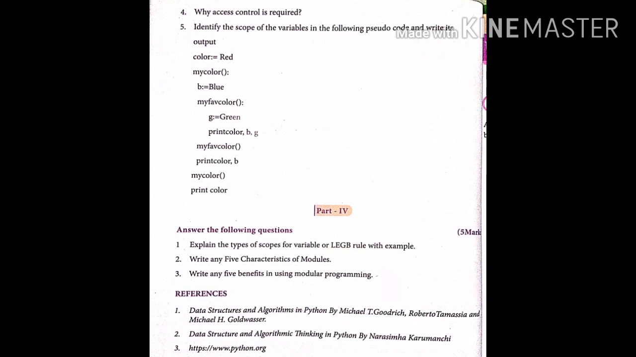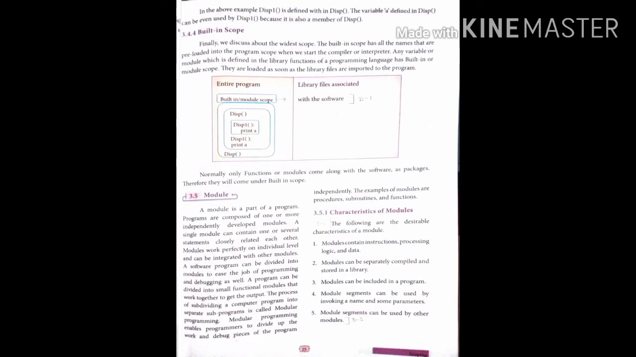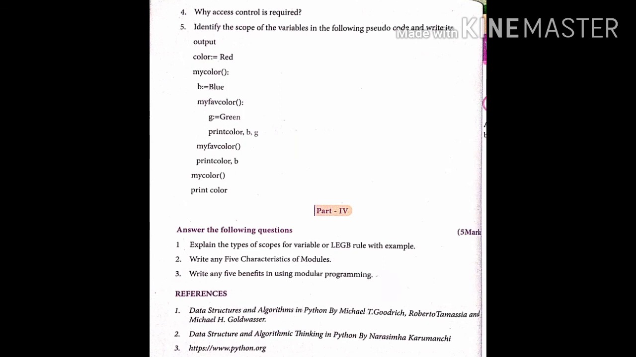And the answer is in page number 25. The answer starts from the following are the desirable characteristics of a module, from that up to used by other modules. The entire topic is the answer for this question. And moving on to the next question and the last one, third one. Write any 5 benefits in using modular programming. The answer is in page number 26.